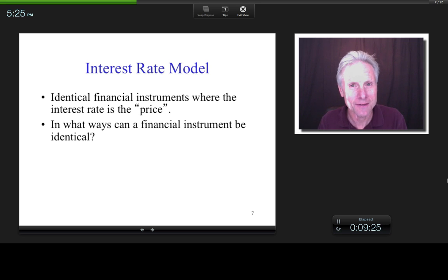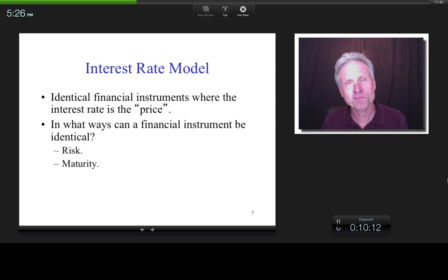Well, what about risk? If we applied the interest rate model to a Japanese versus US T-bill, what would we be assuming about the relative risk between the two? That they were the same or that they were different? That they were the same, right? So one way a financial security can be identical is risk. What are some other ways? Well, what about if it was a 3-month US T-bill and a 6-month Japanese yen T-bill? Would that be identical? It wouldn't, right? So obviously, maturity has to be identical.